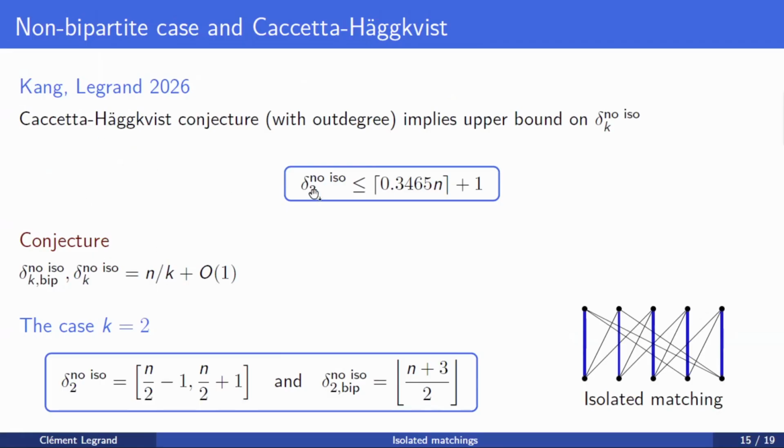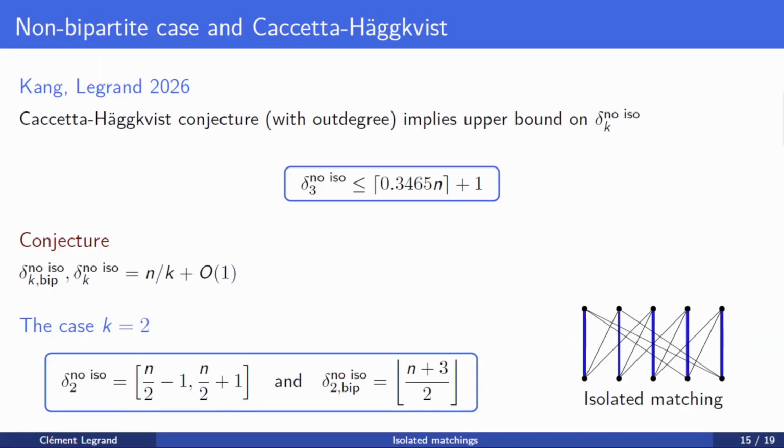For general graphs, though, it's not as nice. We have the implication just in one direction and not the other. I won't go into details, but we have only one direction. And because in the Caccetta-Häggkvist conjecture the threshold is n over k, we believe that those thresholds should be at around n over k as well.